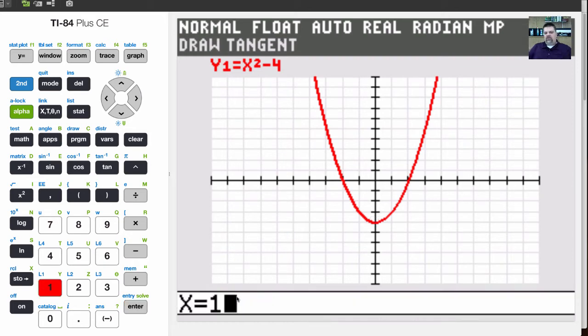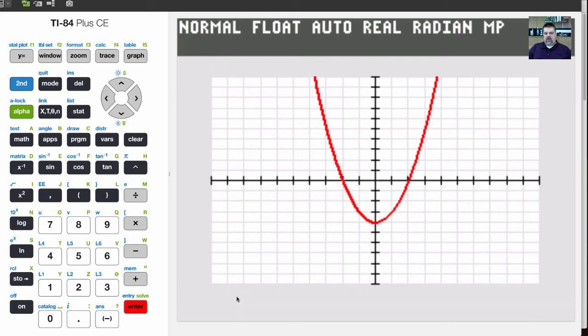Now when I hit enter, it's going to calculate the derivative and plug that in as a slope, and then calculate the xy on the curve, and then give me the tangent line equation and graph the tangent line equation. So I hit enter, and there is the tangent line. So my tangent line is 2x minus 5. And so that means that the derivative of this, evaluated at x equals 1, is going to be 2. Okay? And that's pretty simple.